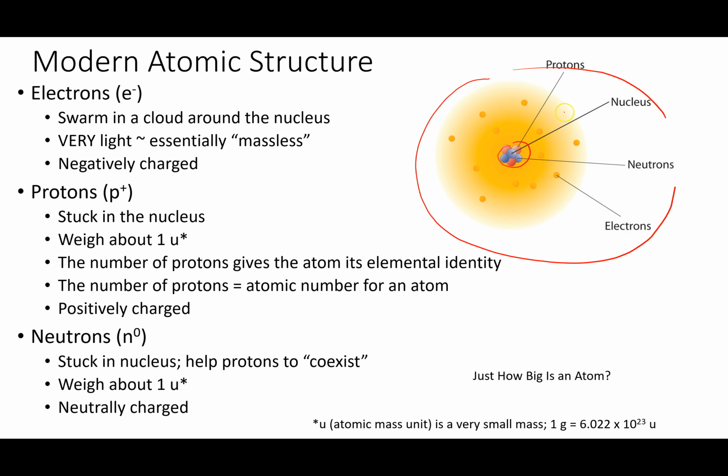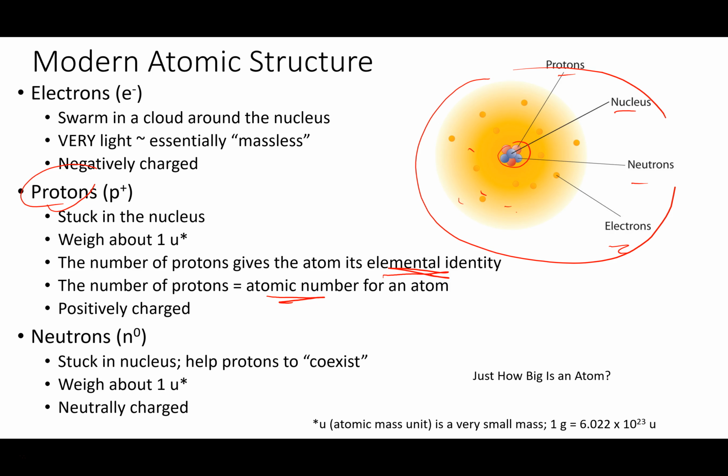In the middle, it's called the nucleus. We have protons and neutrons, and then in the cloud outside, we have the electrons. And then I also have atomic number. Atomic number is the number of protons in the nucleus, and that actually gives the chemical identity of the element of that atom. So that's pretty cool.